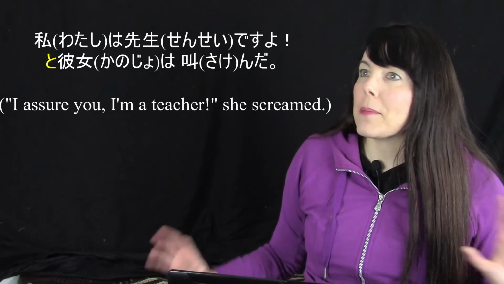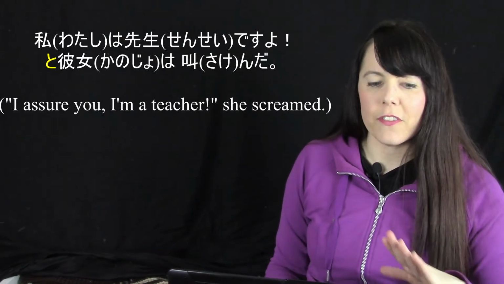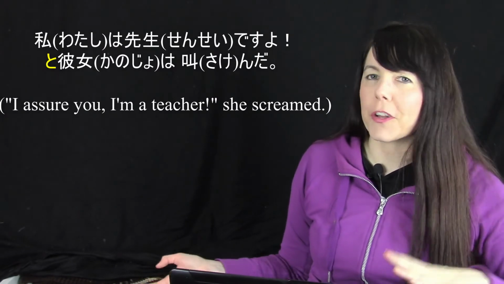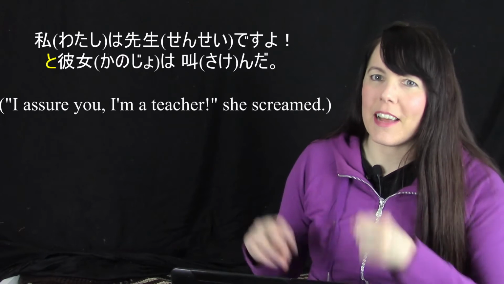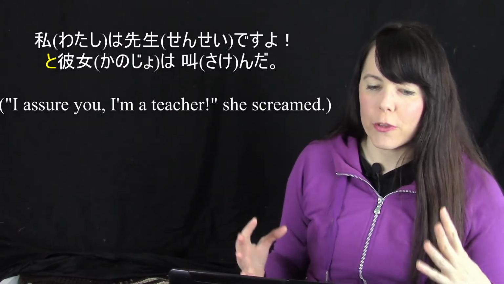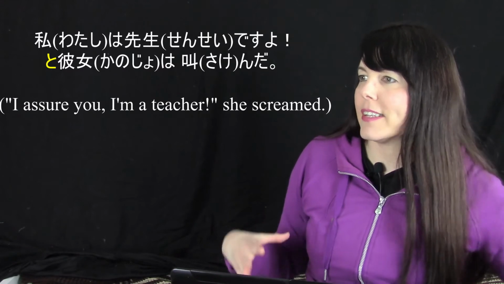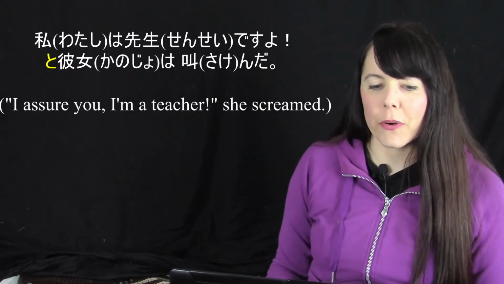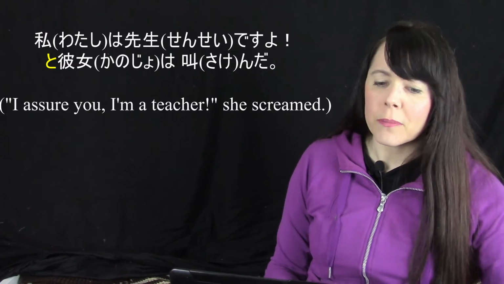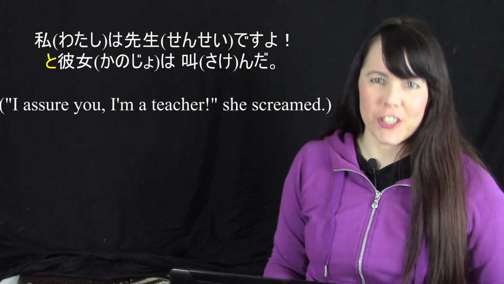Here's another one, and I'm not using the quotes in this one because you don't always have to. In the first example, I started with something that was not in the quotes, 彼は, and then the quoted statement, and then the said part. So I used quotes there, but in this case, the first half of this thing is the quote that somebody said, and then the second half of it is the narration. So, 私は先生ですよ, と彼女は叫んだ. I assure you, I'm a teacher, she screamed.